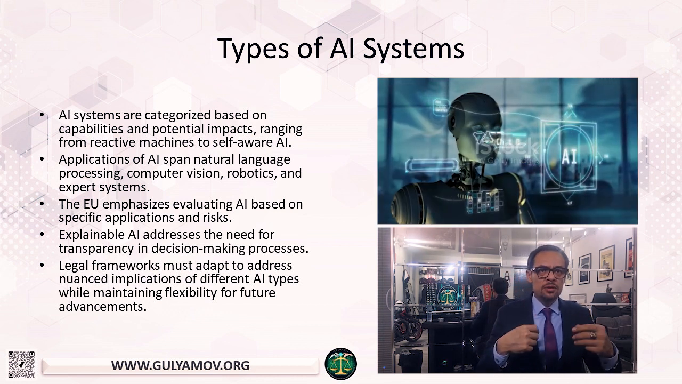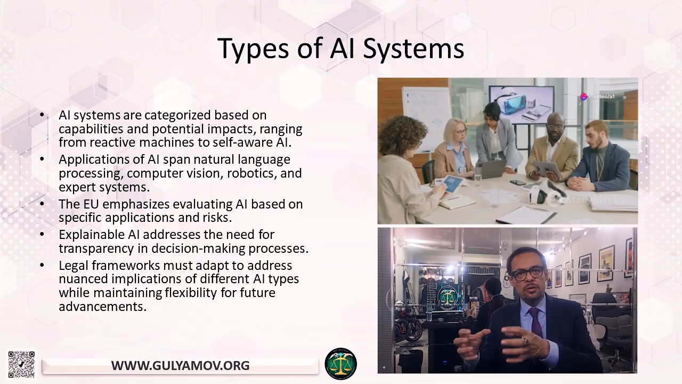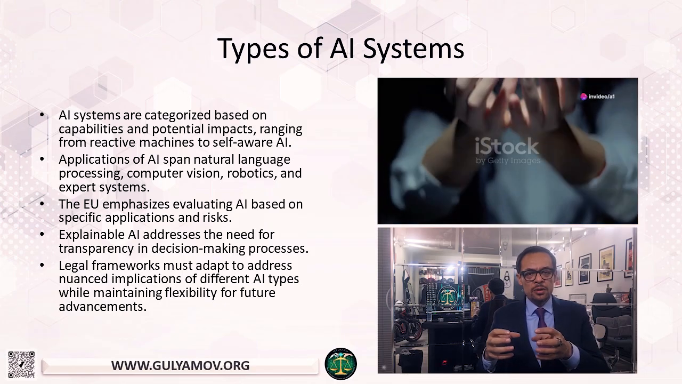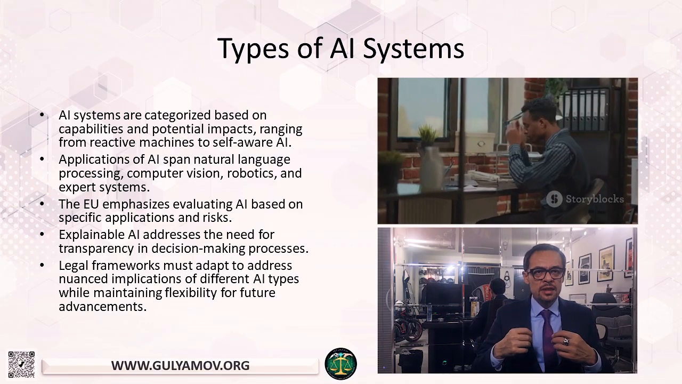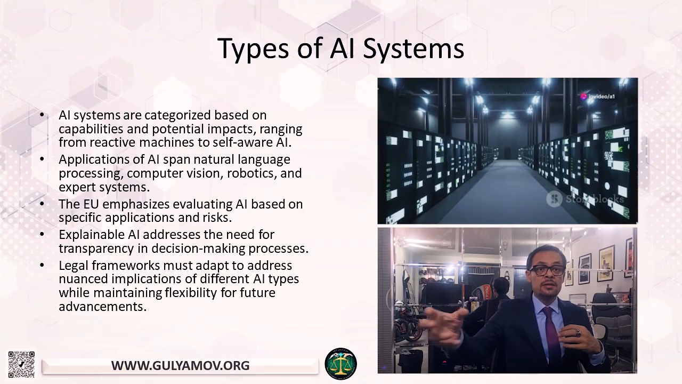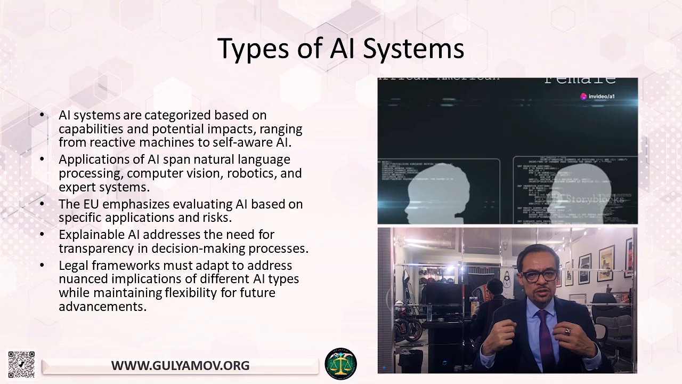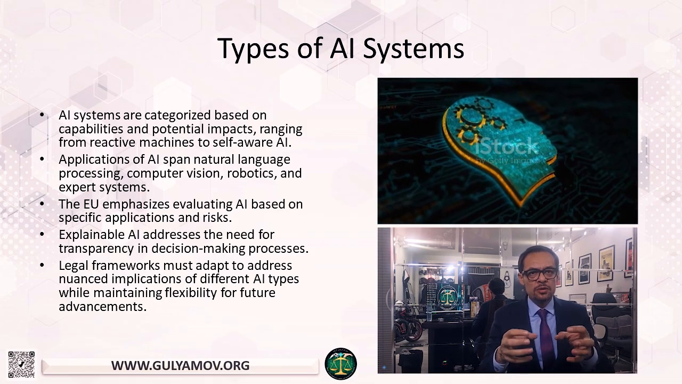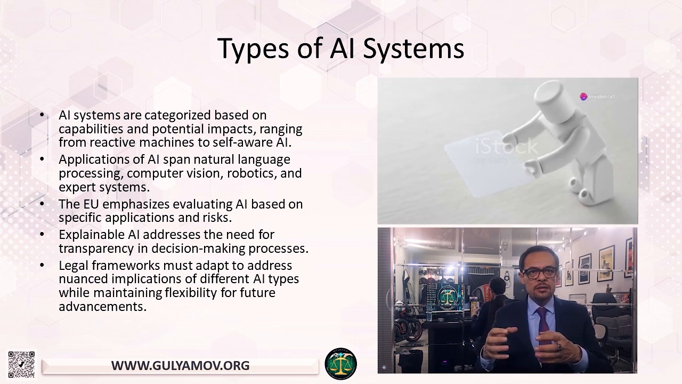The EU's emphasis on evaluating AI based on specific applications and risks highlights the need for nuanced regulatory approaches. Explainable AI emerges as a crucial concept, addressing the black box problem and enhancing decision-making transparency. As we navigate this complex landscape, legal frameworks must evolve to address the nuanced implications of different AI types. This evolution demands a delicate balance, maintaining enough flexibility to accommodate future advancements while providing robust guidelines for current applications.